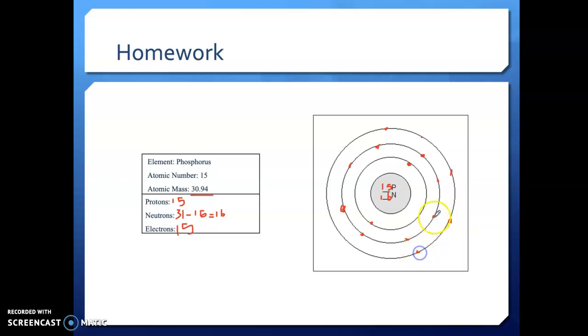Nice thing about this is I could ask how many valence electrons does phosphorus have, and you just count them in the outer shell. It'd be 5. Lastly, helium, atomic number is 2, so it's 2 protons, 2 electrons. Atomic mass is 4.00 and some change. So rounded to the nearest whole is 4, minus 2 gives me 2. It has 2 protons, 2 neutrons, and 2 electrons as well.